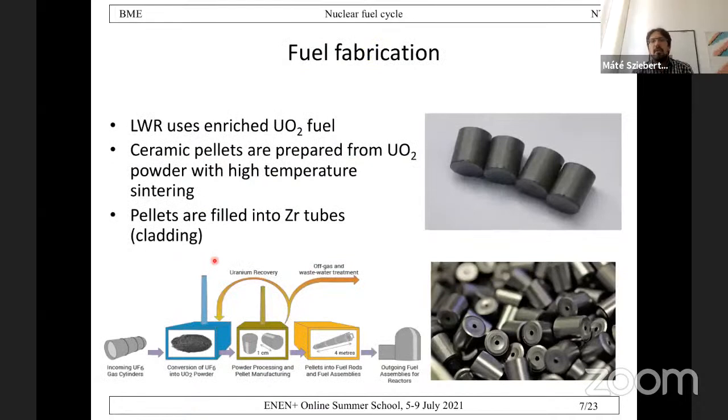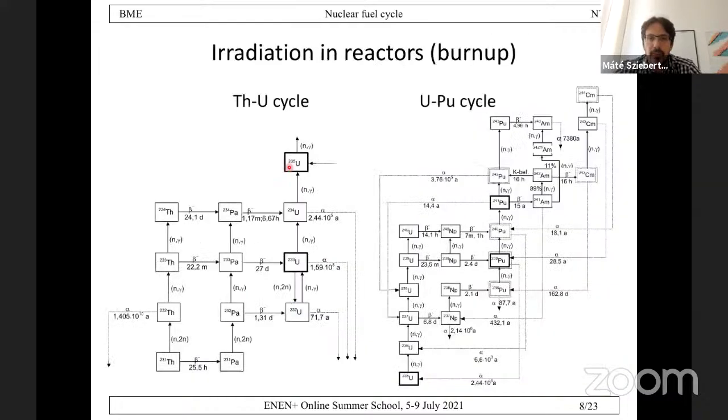Once you have the enriched uranium, you can fabricate fuel. Since the light water reactors use enriched uranium oxide fuel, these are ceramic pellets of uranium oxide powder produced with high temperature sintering and filled into zirconium tubes, which is the cladding material again in thermal reactors.